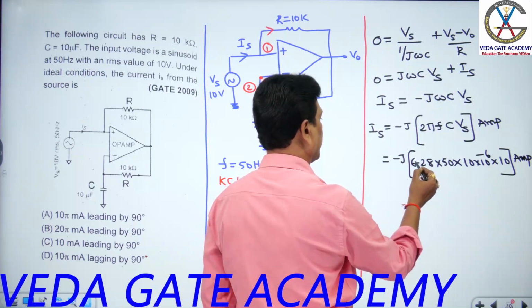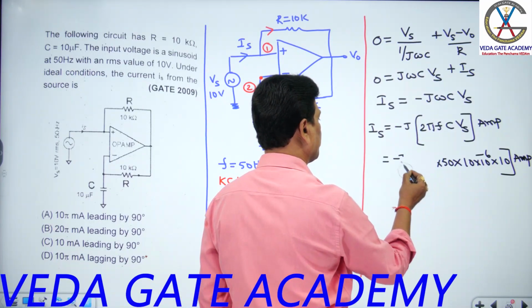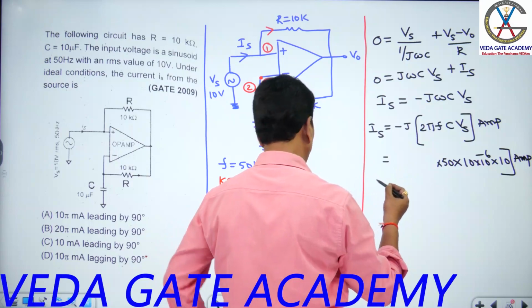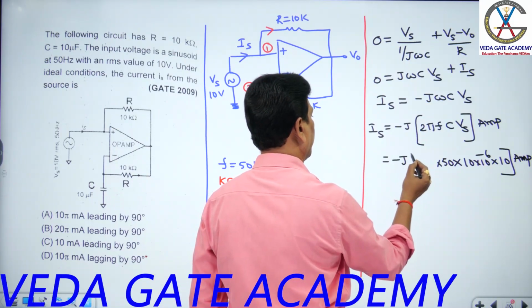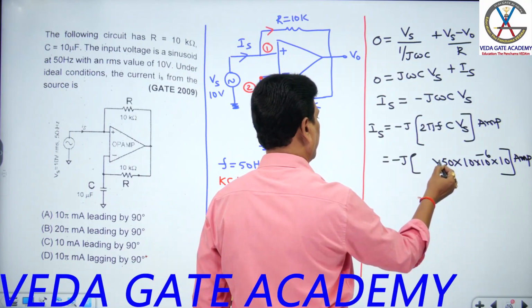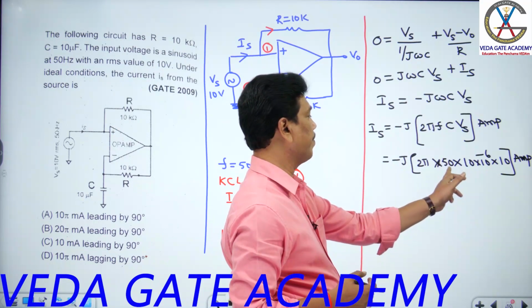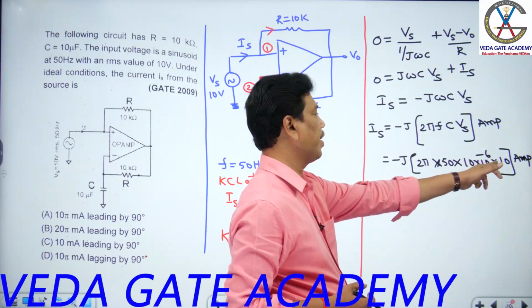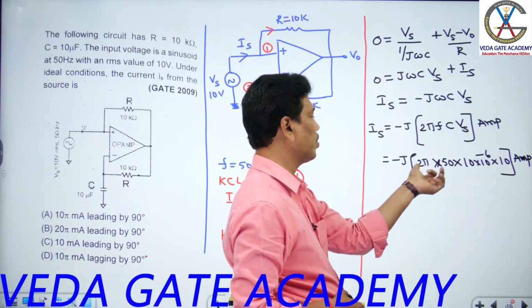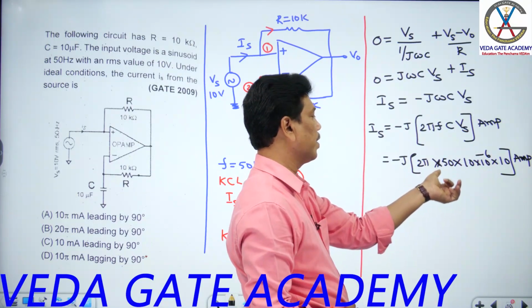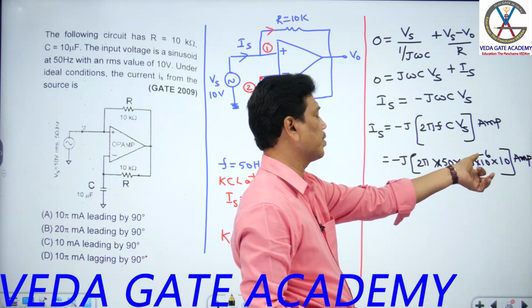So can I take this one as 2 pi, sir, because he has given the options in terms of pi only. So minus j into 2 pi into like this, sir. See this one now: 50 into 10 is 500, 500 into 10 is 5000, 5000 into 2 is 10,000. 10,000 into 10 power minus 6.